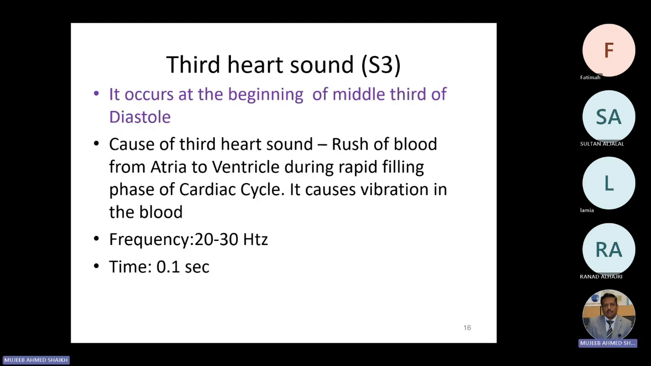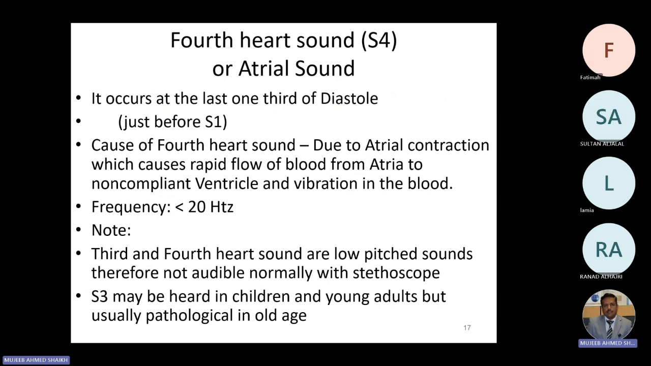The third heart sound is due to the first rapid filling phase. And the fourth heart sound is due to the last rapid filling phase, or you can say the atrial contraction. And it is only possible when the ventricles are becoming stiff and you are pouring the blood. That time it will produce a slightly louder fourth heart sound and it can be heard.